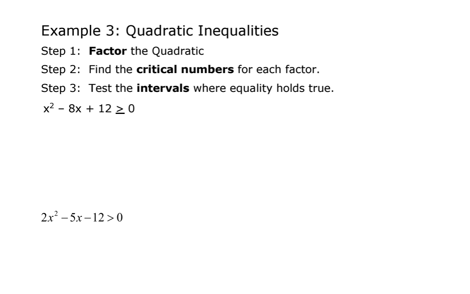Make sure it's equal to 0 and factor it like you normally would. So in this case we'd have two numbers that multiply to 12 and add up to negative 8. So let's go negative 6 and negative 2.